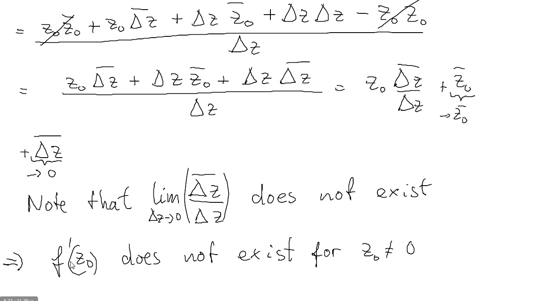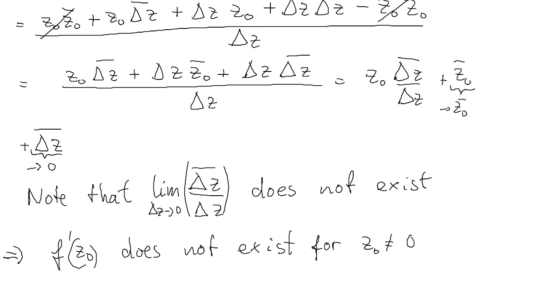So this means that the derivative of f at the point z0 does not exist for any z0 different from 0. You see that when z0 is equal to 0, then this term will be identically equal to 0 for any value of delta z. So in that case, this limit in fact exists.